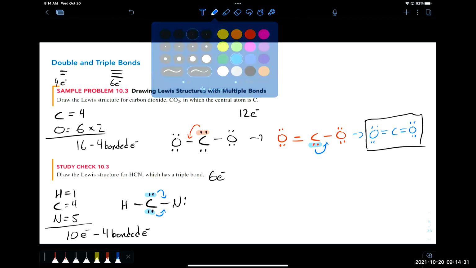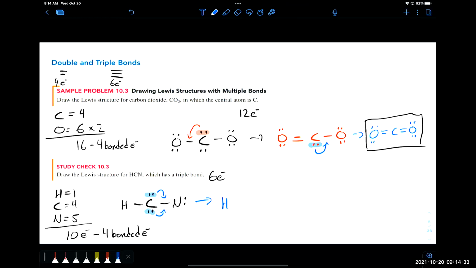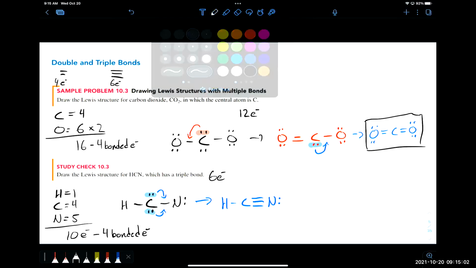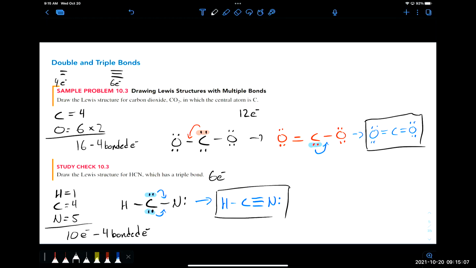So, oh wait, I'll keep doing blue. If we were to redraw this, hydrogen, carbon, we've just taken both of those lone pair electrons and we've moved them into this bond. So we've got a triple bond now. And then nitrogen, 2 lone pair electrons. So then this would be the answer.